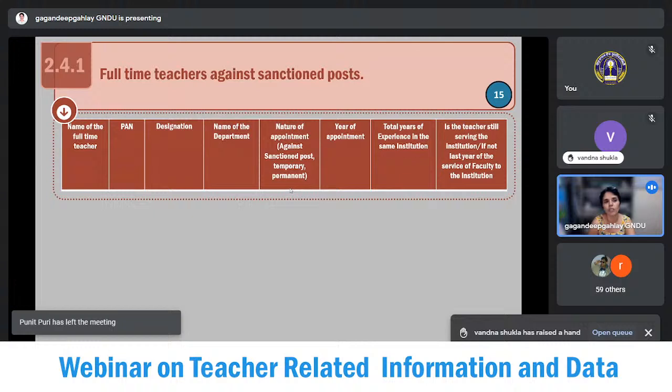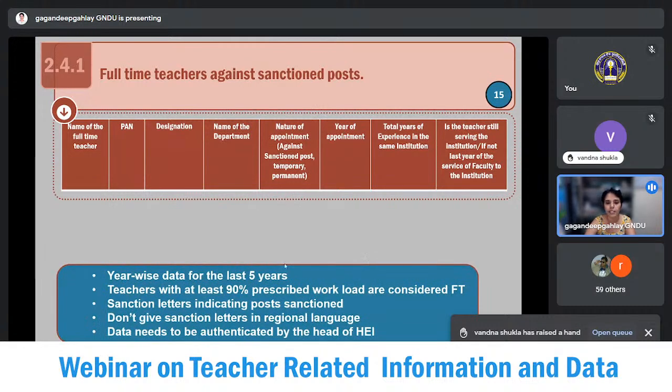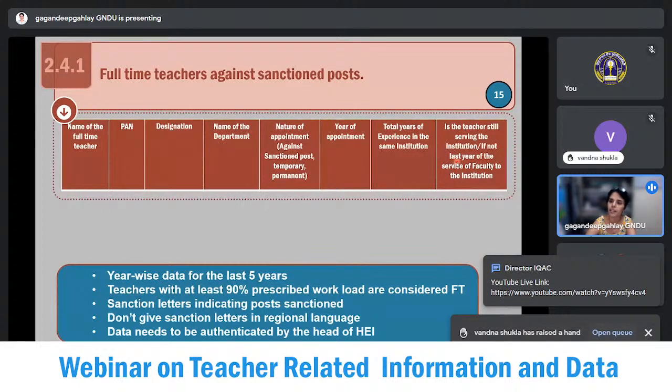Secondly, in this case, the term full-time basically represents all those teachers who are sharing more than 90% of the prescribed workload. This means that any teacher who has at least 90% of the prescribed workload can be considered as full-time. So what we need to give here is the full name of the full-time teacher, the PAN number, the designation, whether the person is assistant, associate, or a professor, which department he or she belongs to, what is the nature of the appointment, whether it is a temporary post or a permanent post or a sanctioned post, which year the appointment took place, and what are the total years of experience in this institute. So we are talking only about the current institute. And also whether the teacher is still working or has left, and in case the teacher has joined some other place, we need to give the last year of service of that particular faculty in our institution.